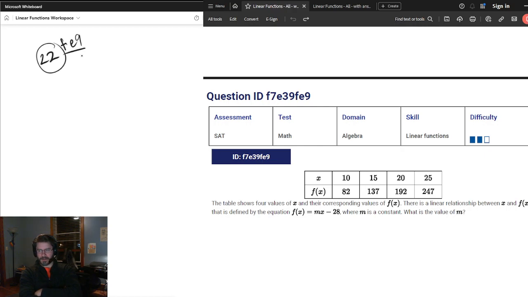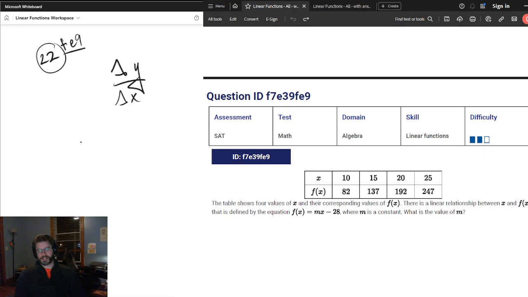So XY table given. We already know that it's linear, and I believe they tell us it's f of x equals mx minus 28. They're basically telling us the y-intercept is negative 28, but then they're asking for m. M, we recall, is the slope. So they just want the slope, change in y divided by change in x.